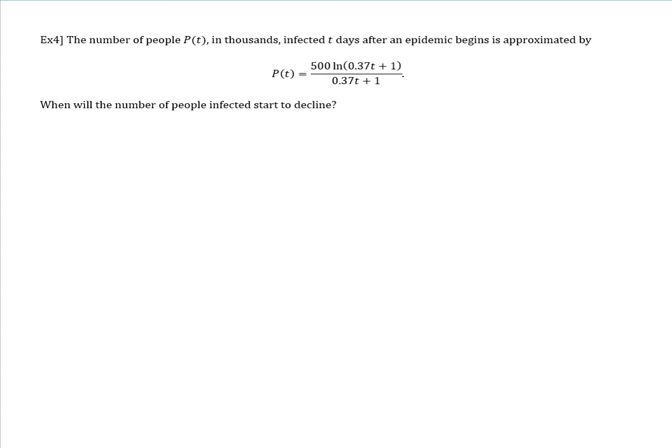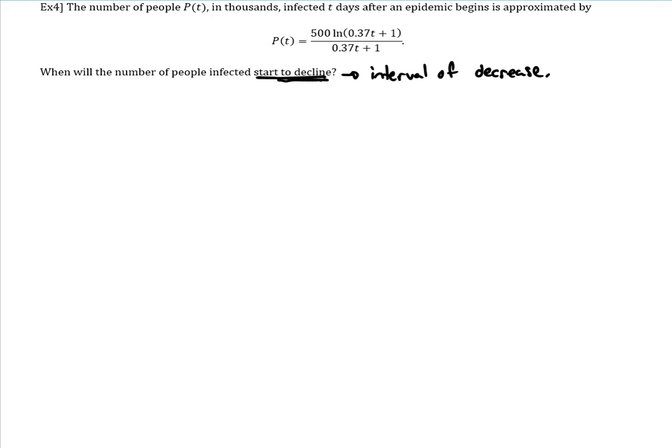It says the number of people, P of t, in 1,000 infected t days after an epidemic begins is approximated by this function. When will the number of people infected start to decline? So this is really asking for our interval of decrease. That's all it really is, just checking to see what interval they really want. Decline in this case would be decrease. So it's a quick decipher.